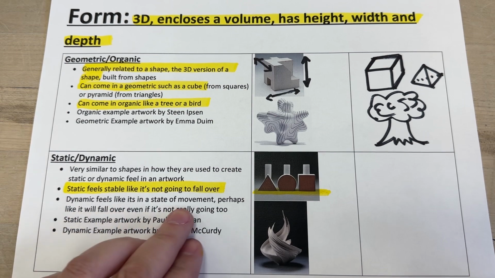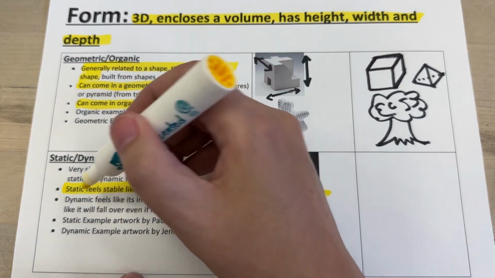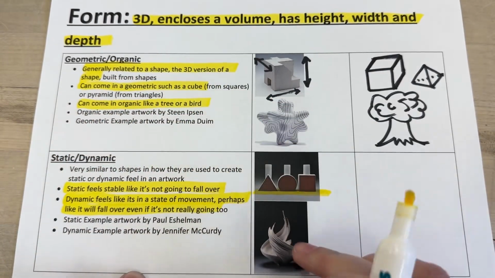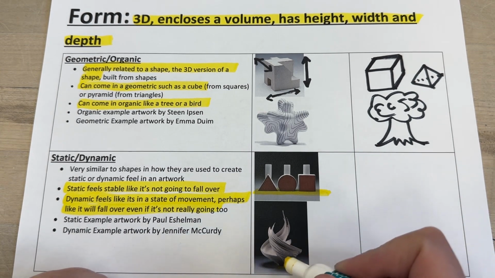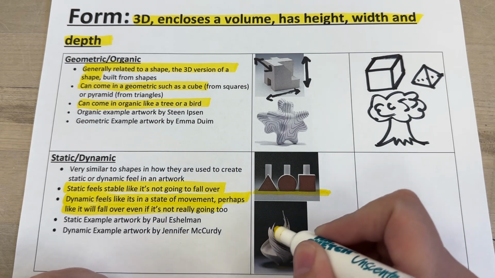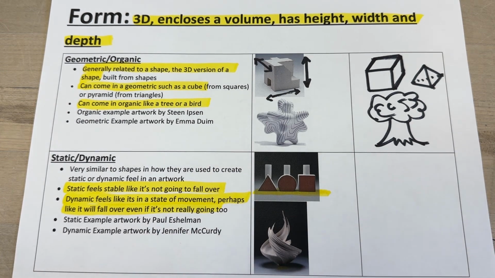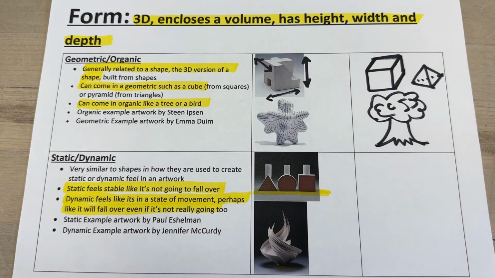Dynamic feels like it's in a state of movement, perhaps like it will fall over if it's not really going to. So when you're looking at dynamic, this one right here by Jennifer McCurdy, even though it's stable at the base, like it can stand on the table, all of these flowy lines and everything, it still encloses space, but it looks like it's rotating or spinning. It looks like it's in motion.